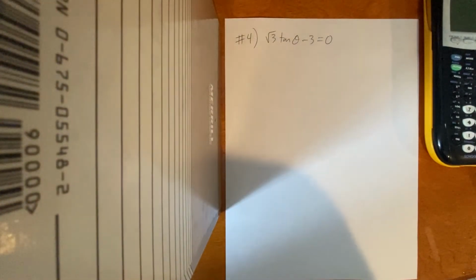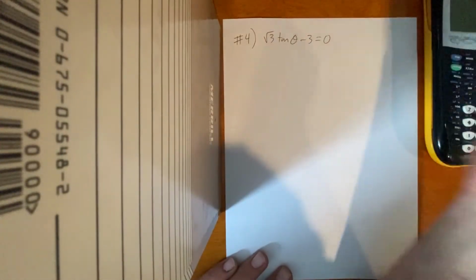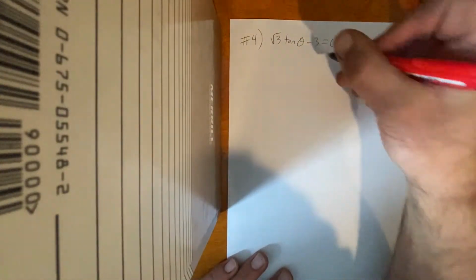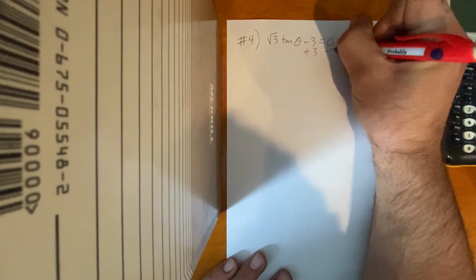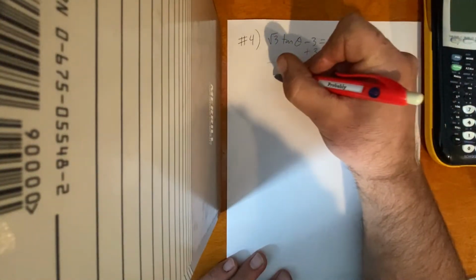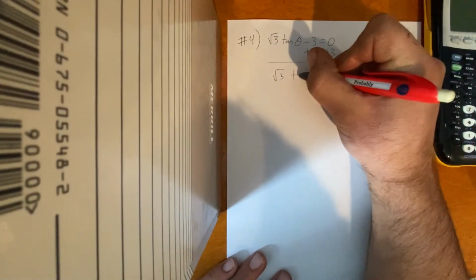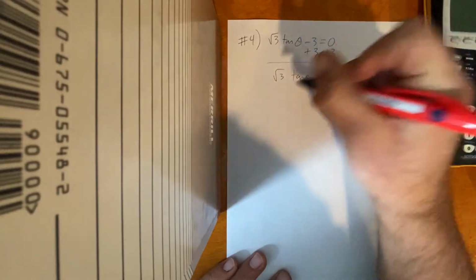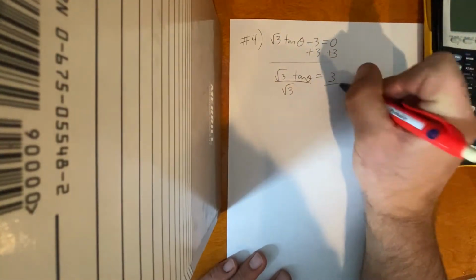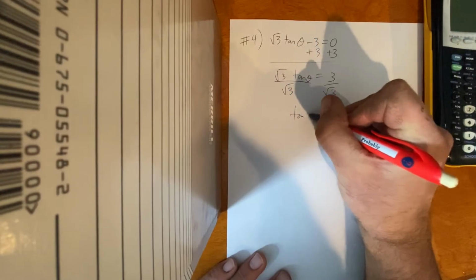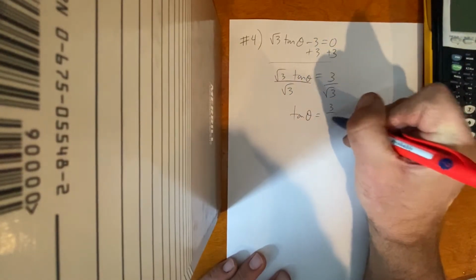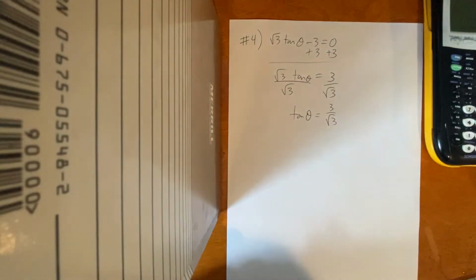Okay, here is number 4. So number 4 is tricky because the fraction doesn't look like anything that we're used to seeing. So let's first just try to get tangent by itself. Just using some algebra here, I'm going to add the 3 over, and I get radical 3 tan theta equals 3. Divide both sides by radical 3, and I get tan theta equals 3 over radical 3.